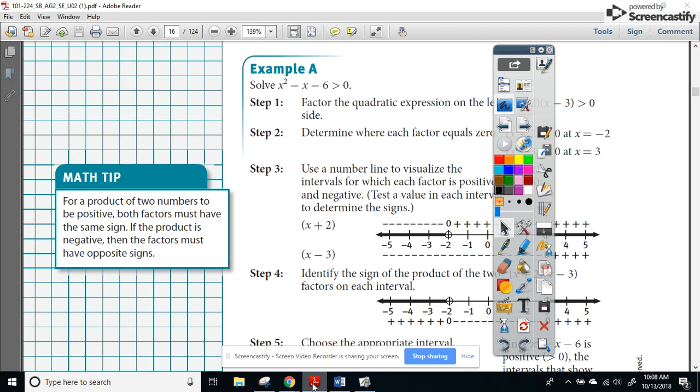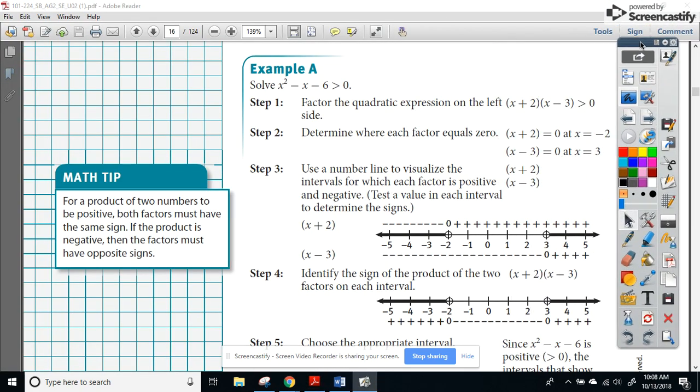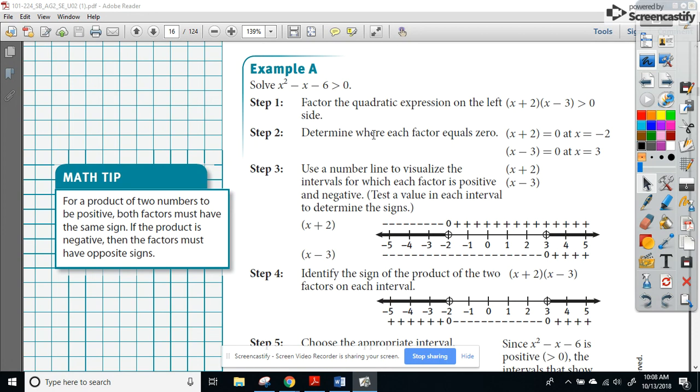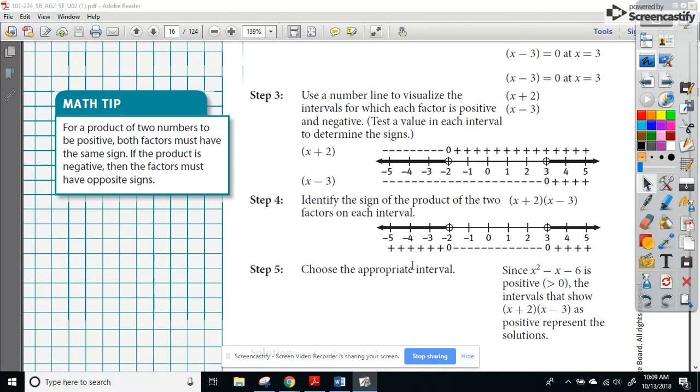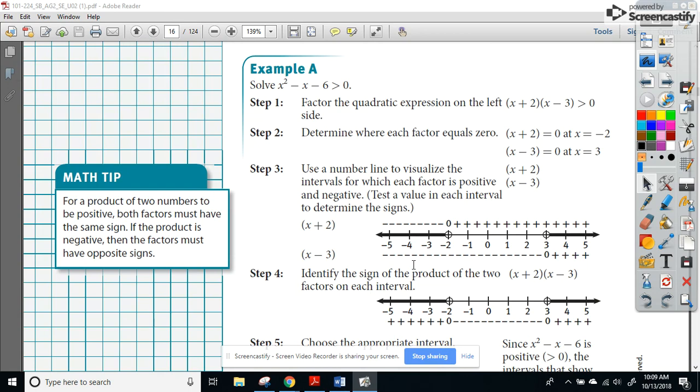Okay, so to talk to you a little bit about what Springboard did, you can see here that I'm on example A. I'm on page 116. I'm looking at their example. I'm going to point out that they solved this problem exactly the same way we would have.